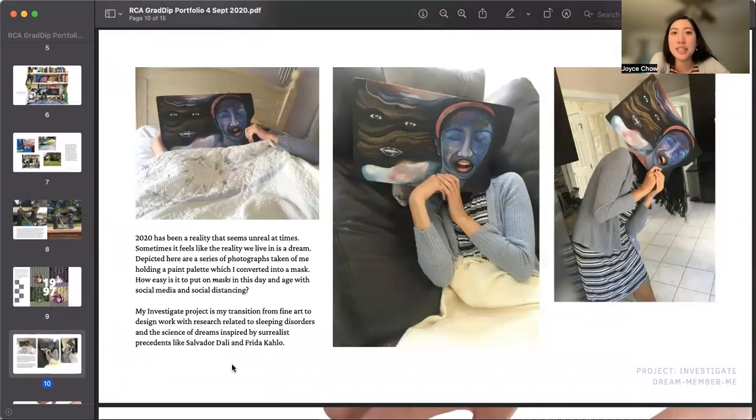All right, so this is from the front cover of the portfolio. Basically I took a painting palette and I painted over it completely. And then I made it into a mask. So it's supposed to invoke sleepwalking or dreaming. And it was part of my Investigate project. And it has a surrealist feel with precedents like Salvador Dali and Frida Kahlo. So it's a self-portrait of me sleeping and then dreaming.